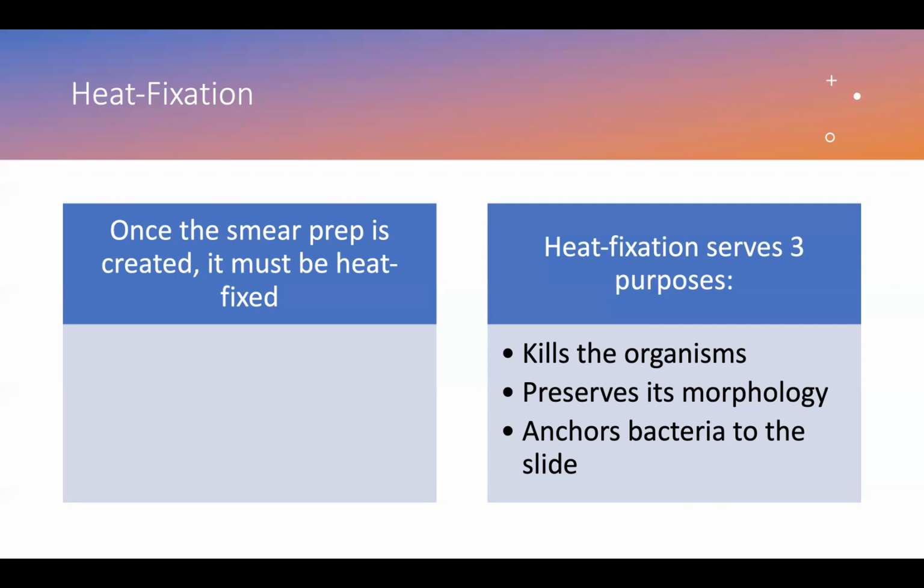I want you to be familiar with that and be able to describe for me what's happening with heat fixation and why it is important. Heat fixation is a very critical second step after we create our smear prep in order for staining to take place. We would have a microscope slide with bacteria on the top, and then we would use our Bunsen burner and wave that slide through our flame three quick times. We did this last week in the lab, if any of you are in lab with me. We did a smear prep and a stain last week.